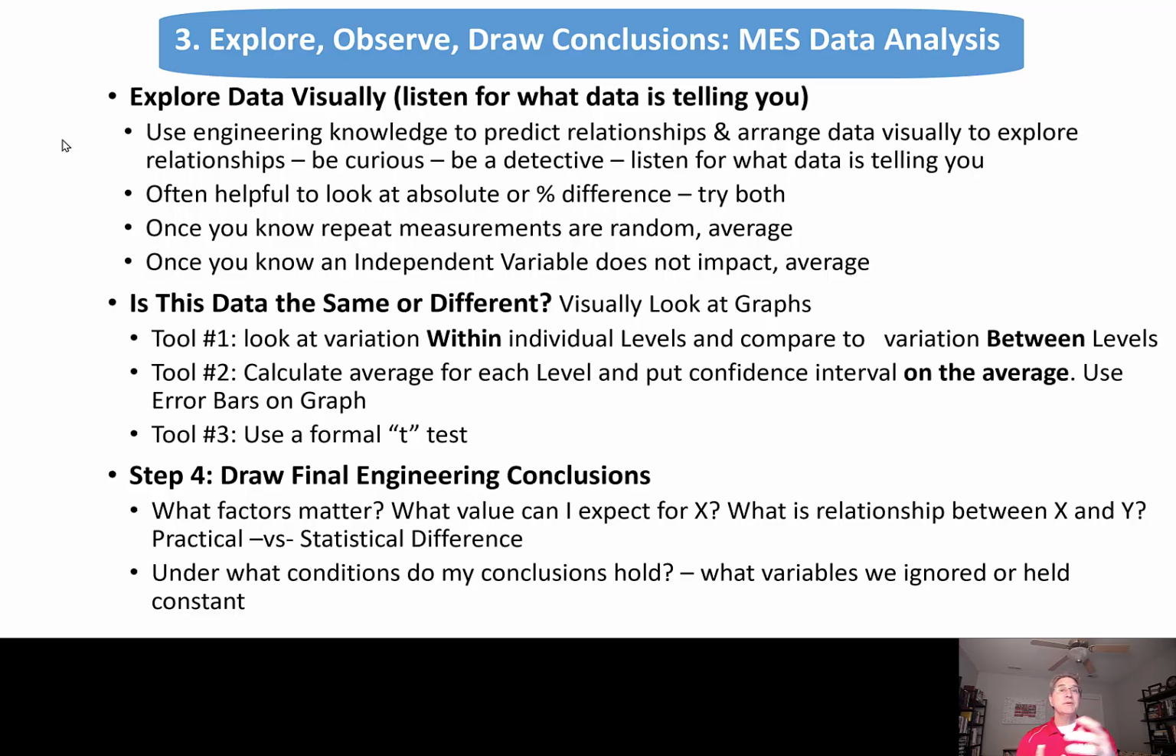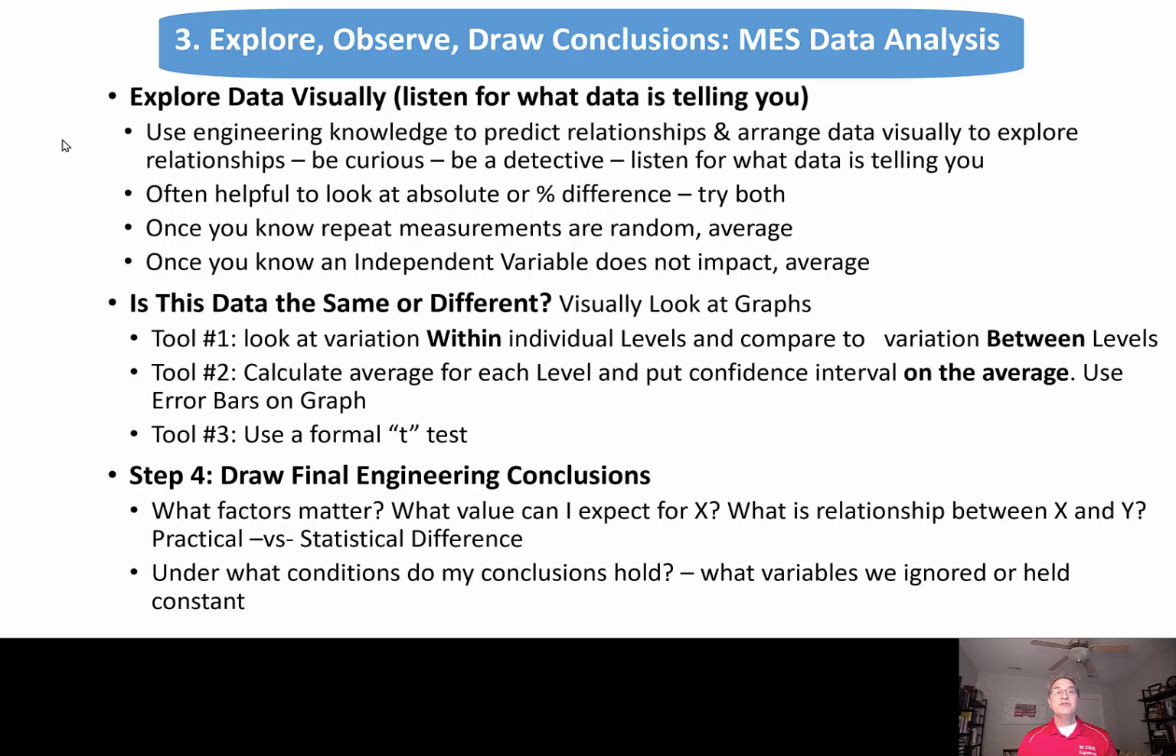Sometimes you're going to have to manipulate the data. Like you may be wondering about the accuracy of a device. So instead of looking at the actual numbers you measure, you're going to subtract it from a standard and you're going to look at error. You're going to be able to see that a lot differently. Sometimes the absolute number works well, sometimes percent difference. You're going to have to try both. The point is, use your engineering knowledge and manipulate the data in a way to tell you what you're talking about.